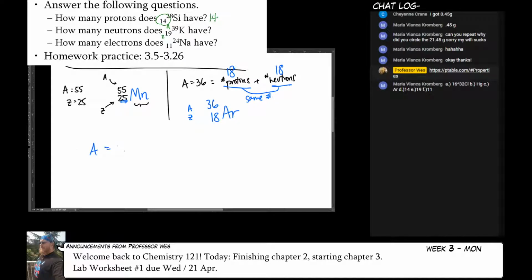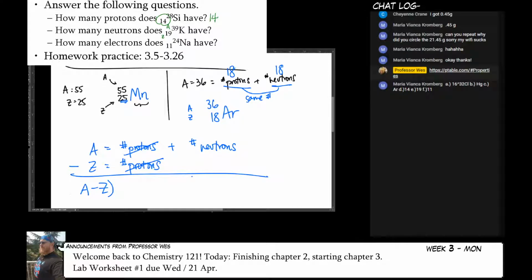So if A is the number of protons plus the number of neutrons, and Z is just the number of protons, how do I solve for the number of neutrons? And the answer is, I'm just going to subtract them, because then these would cancel out, and I would be left with, if I do A minus Z, that's just the number of neutrons.